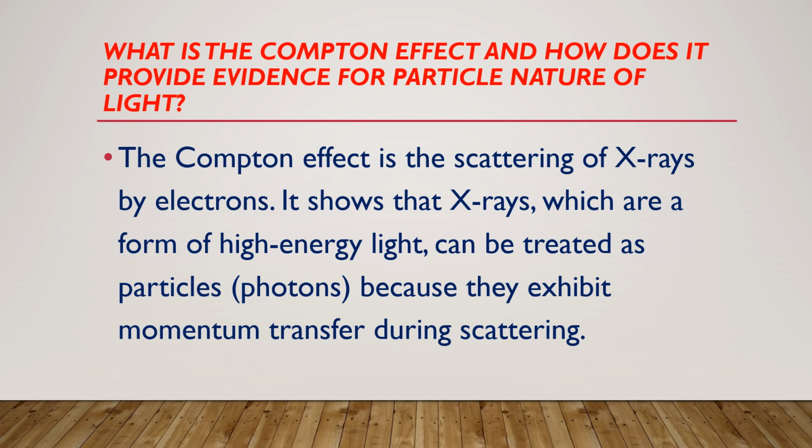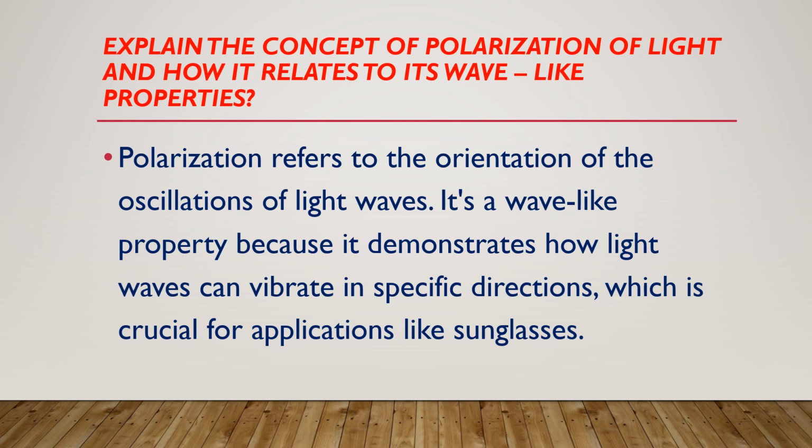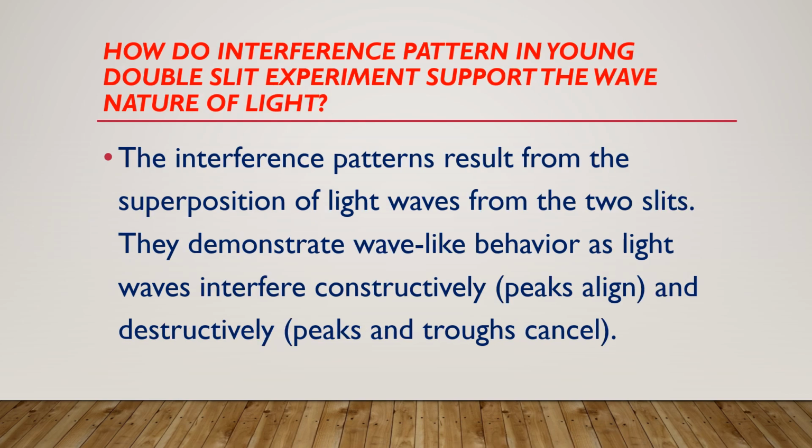Explain the concept of polarization of light and how it relates to its wave-like properties. Polarization refers to the orientation of oscillations of light waves. It's a wave-like property because it demonstrates how light waves can vibrate in specific directions, which is crucial for applications like sunglasses.